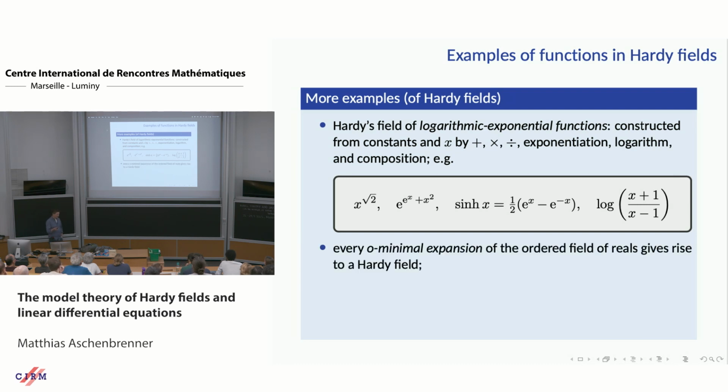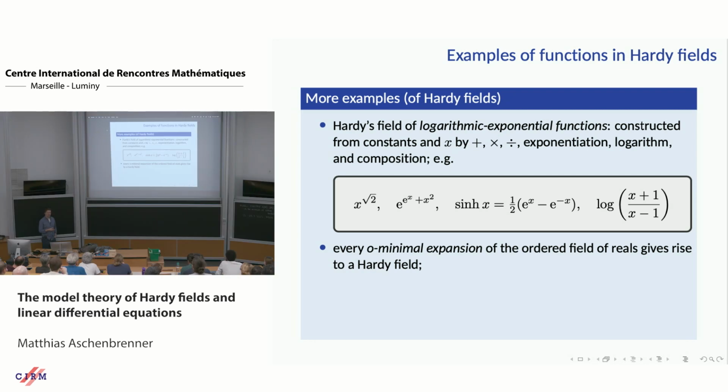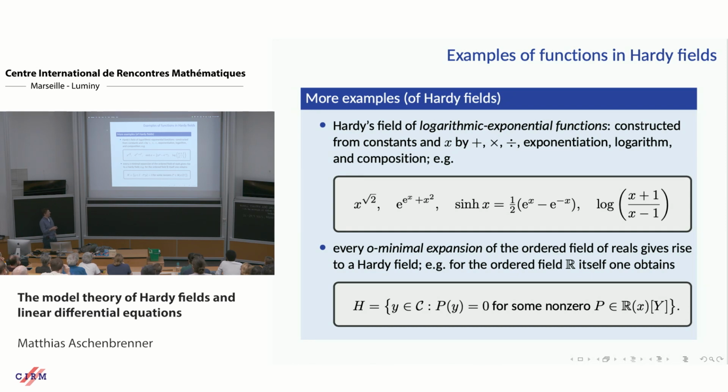Yeah, and then I mentioned o-minimality before. So every o-minimal expansion of the ordered real field gives rise to a Hardy field by looking at the germs of the definable functions in one variable. And this is essentially a consequence of the smooth monotonicity theorem. And for example, for the ordered field R itself, what you get is all those germs of continuous functions which are algebraic over the rational functions. So that would be the description of the Hardy field associated to that basic o-minimal structure.